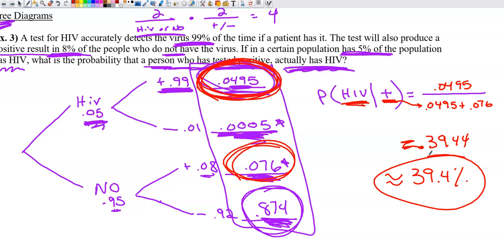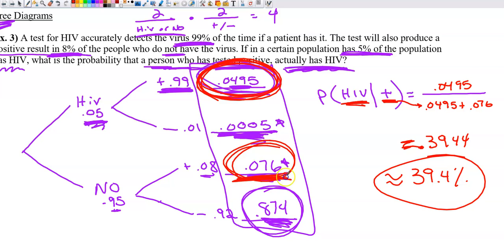answer. I go get tested. I'm Yugoslavian, I go get tested. I come back with a positive result. It is not time for me to go bashing my head against the wall on a rampage. There's only a 39% chance that I really have it. What? You tested positive?